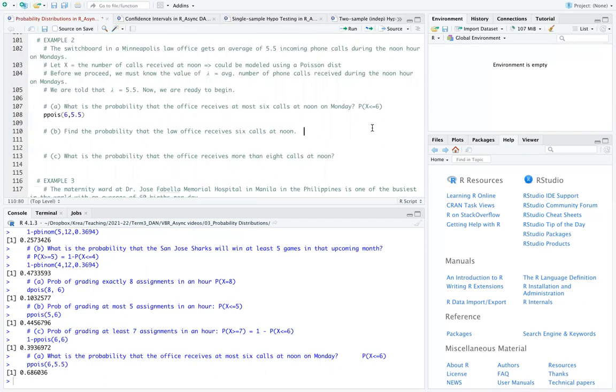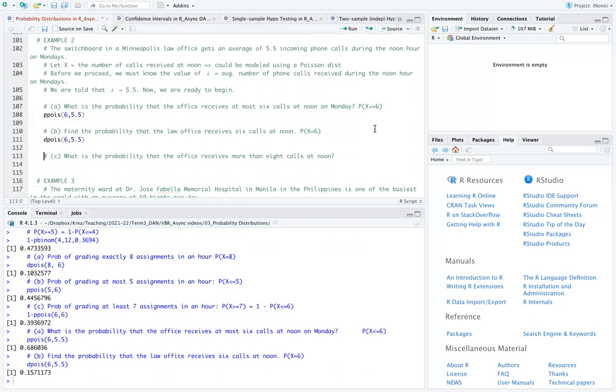What's the probability that they receive exactly 6 calls? This is easy. P of X is equal to 6. We use the D Poisson function. Here we're interested in 6. The lambda is 5.5. The answer is 15.7%.